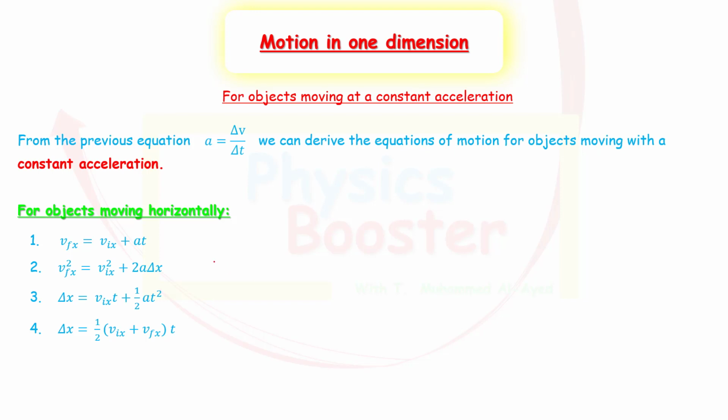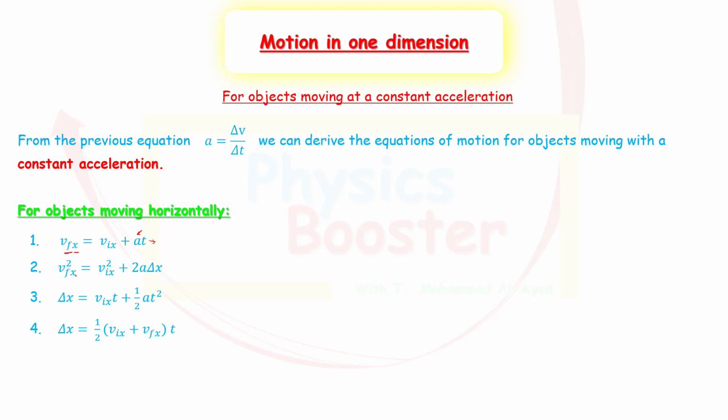So when an object is moving horizontally, we have these four governing equations. The first equation says that v final x, the final velocity in the x direction, is equal to v initial x, which is the initial velocity in the x direction, plus at. a is the acceleration and t is the time.